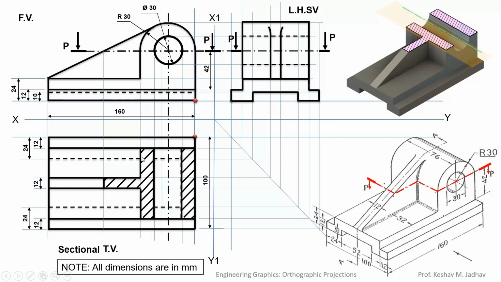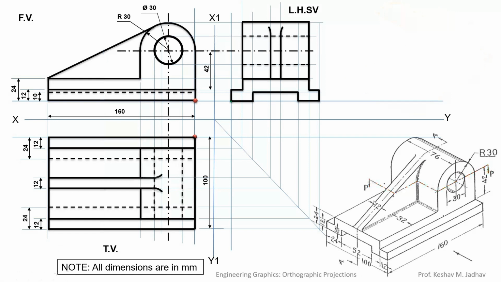And there will not be any dashed line or dark line in between hatching lines. There can be only center line present in the hatching lines. No other line should be present in the hatching lines. So this is the complete sectional top view.